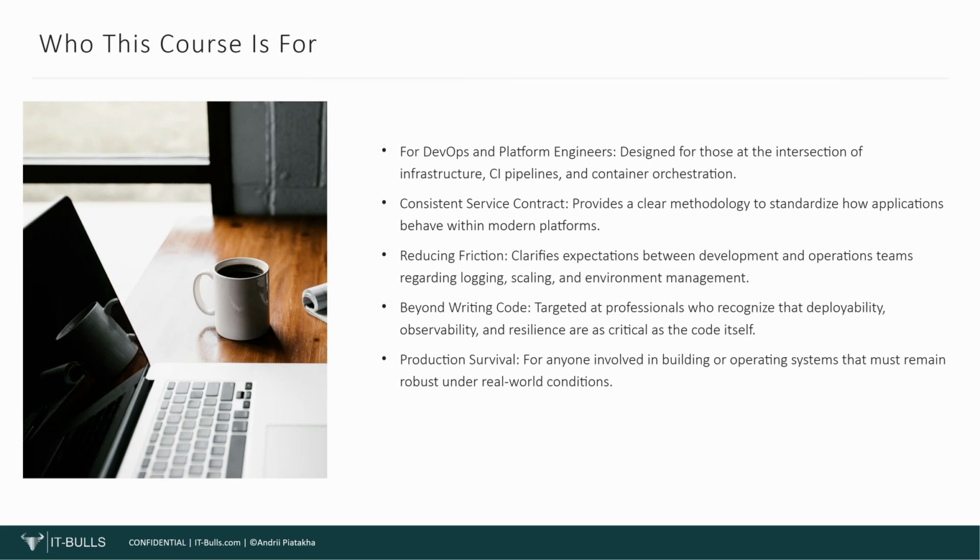Third, it is for DevOps engineers and platform engineers. These professionals live at the intersection of infrastructure and application design. They deal with CI pipelines, container orchestration, environment management, logging systems, scaling policies, and production incidents. The 12-factor methodology gives DevOps a consistent contract with development teams. It clarifies expectations, it reduces friction, it standardizes how applications should behave inside modern platforms.